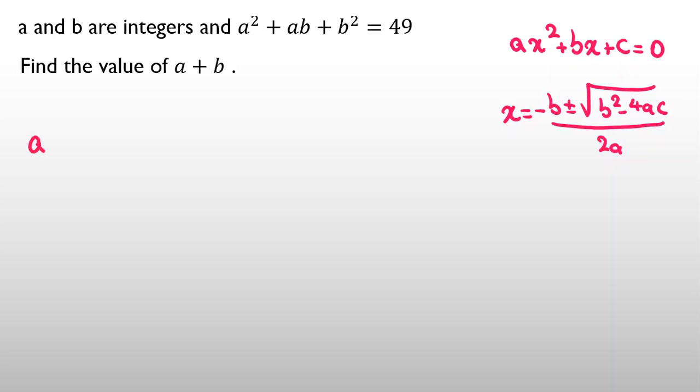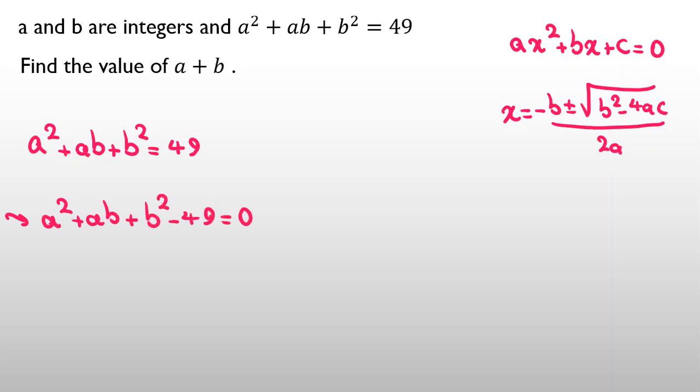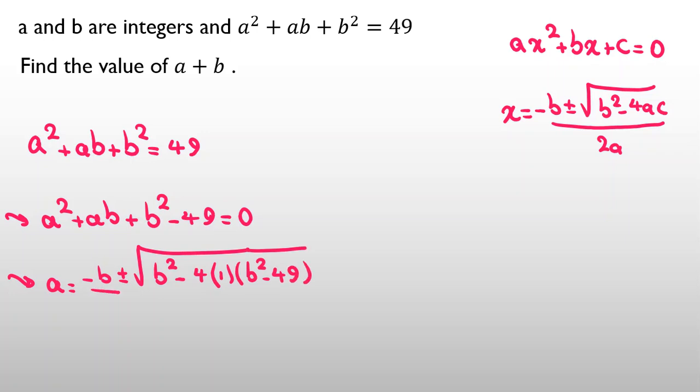So here I say a squared plus ab plus b squared equals 49. If I take 49 to the left-hand side, a squared plus ab plus b squared minus 49 equals 0. So it is a quadratic in terms of a: negative b plus or minus the square root of b squared minus 4ac, where a is 1 and c is b squared minus 49. The denominator is 2 times 1, the coefficient of a squared.